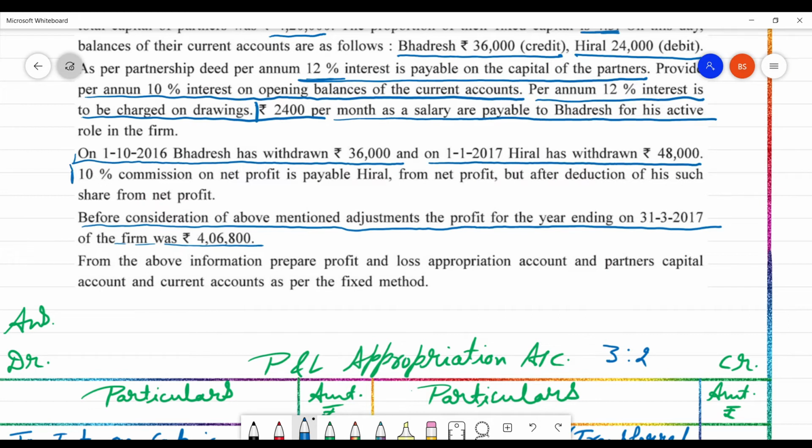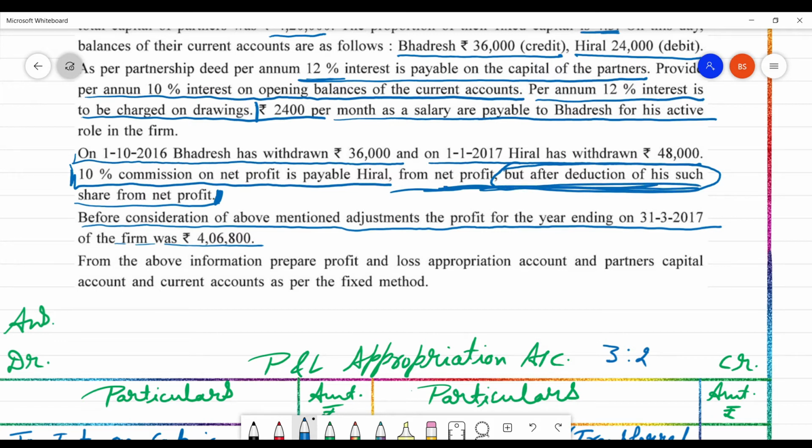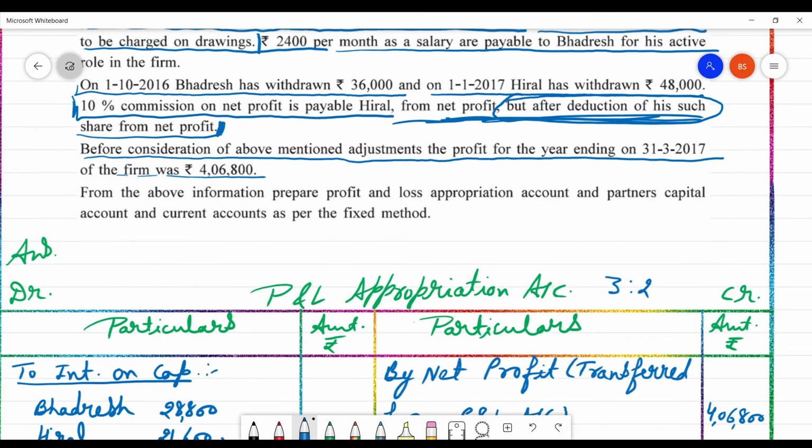Okay, next, 10% commission on net profit is payable to Hiral from net profit, but after deduction of his such share from net profit. If this line is given, we have to take it like that. 10% commission means into 10 divided by 110. If there is 12%, it means into 12 divided by 112. So the sum is completed.